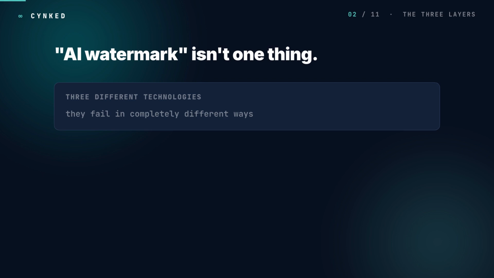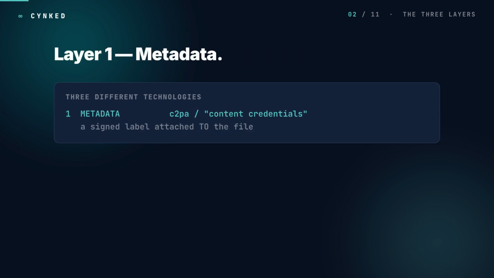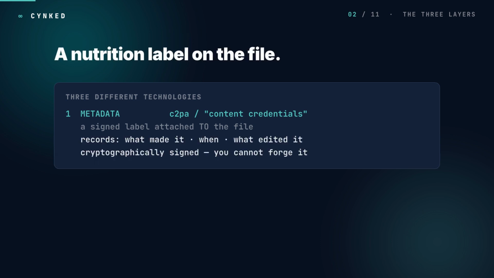AI watermark isn't one thing. There are 3 completely different technologies, and they fail in completely different ways. Layer 1, metadata. This is a signed label attached to the file, like a nutrition label on a bottle. The standard is called C2PA, the Coalition for Content Provenance and Authenticity, and when you see it in the wild, it's usually branded Content Credentials. It records what made this, when, what tool edited it, and whether the chain has been broken since. It's cryptographically signed, so you can't forge it.